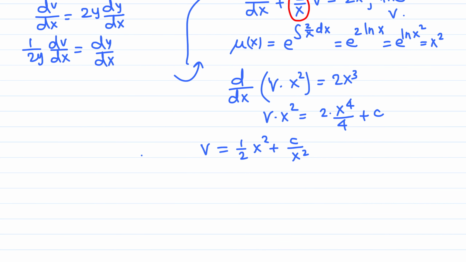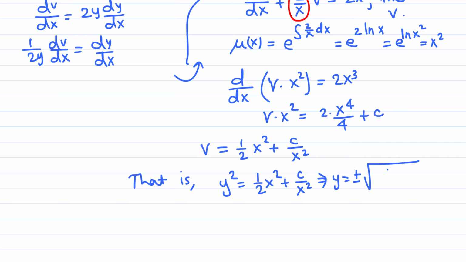So that is y squared equals 1/2 x squared plus c over x squared. And if you want to find y, take the square root of this one. Okay, y is, which is not needed, but it's so simple, let me put plus or minus the square root of 1/2 x squared plus c over x squared.